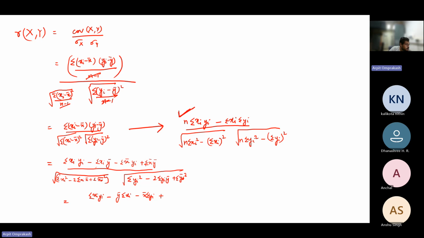So plus, the summation basically represents summation i is equal to 1 to n. We are assuming that n is the total number of data points we have for x and y. So if we take this x bar into y bar, the sum of that n number of times, that is basically this. So we have n x bar y bar divided by xi square summation minus 2 x bar summation xi plus x bar square.